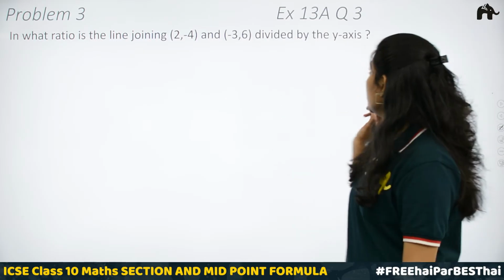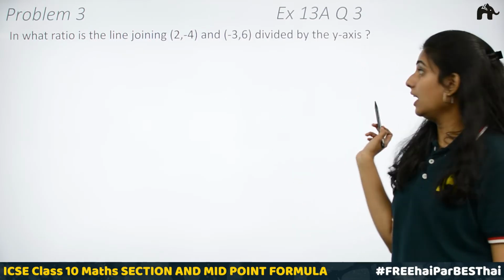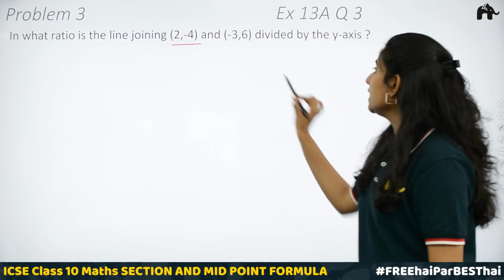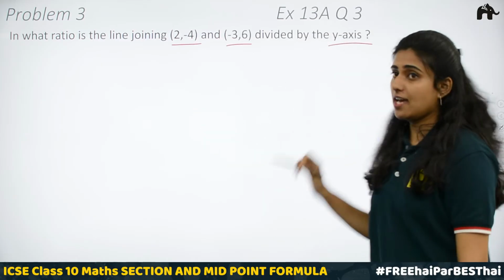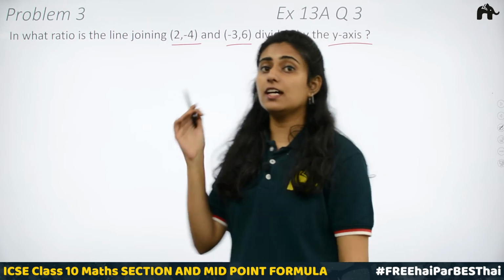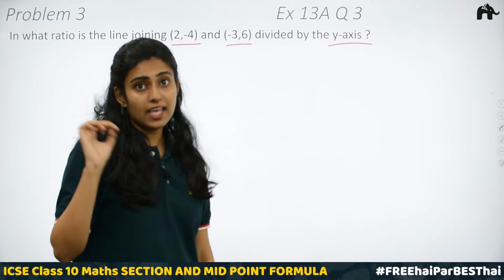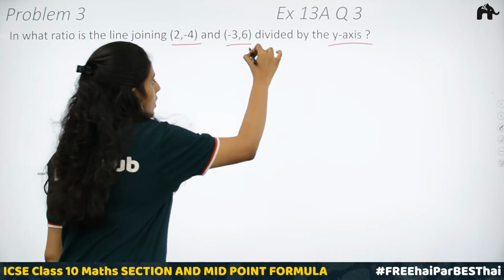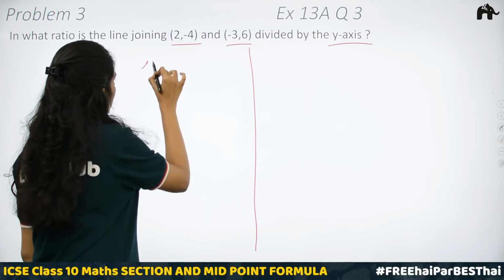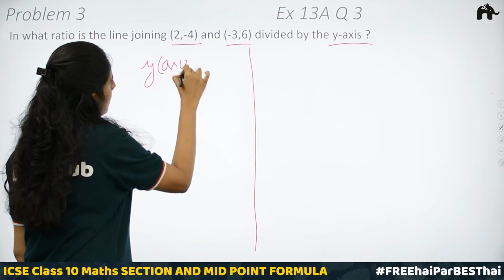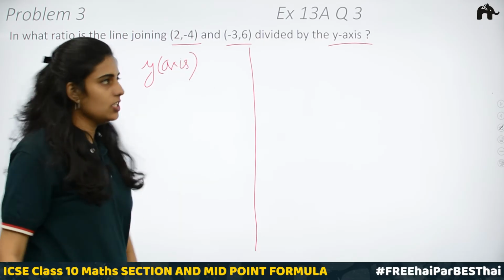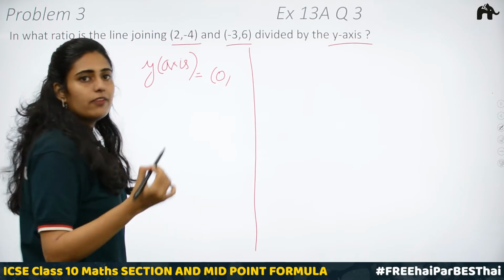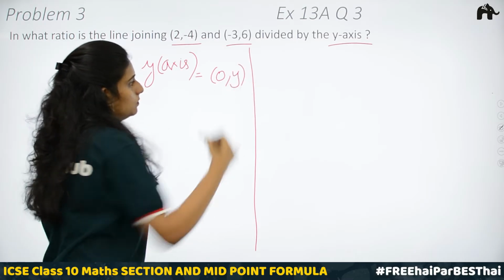Next, problem 3, question 3 of exercise 13A. In what ratio is the line joining 2, -4 and -3, 6 divided by the y-axis? In the previous question, the line was divided with the x-axis. Here, the line is divided by the y-axis. What about the y-axis? In the x-axis, we have y-coordinate equal to 0. When it comes to the y-axis, x-coordinate will be 0 and y-coordinate will have a value.